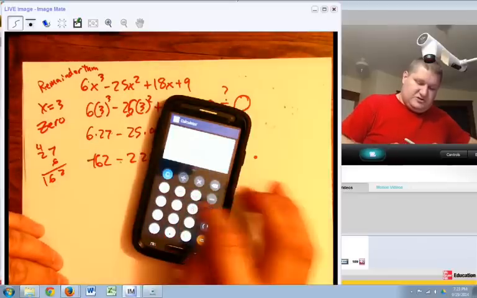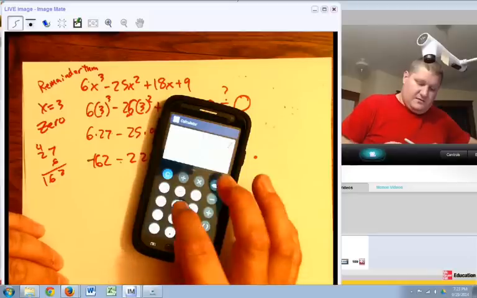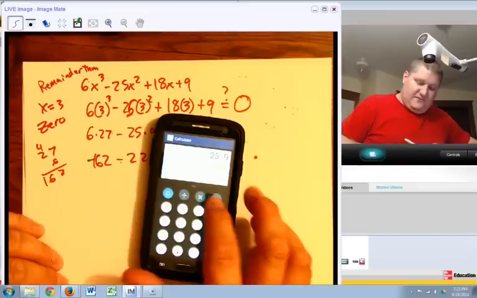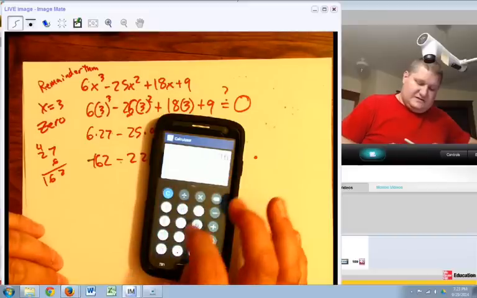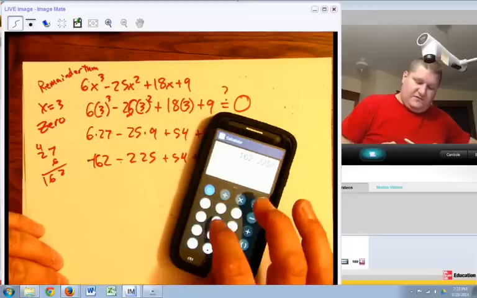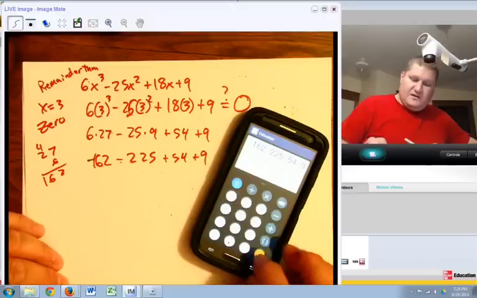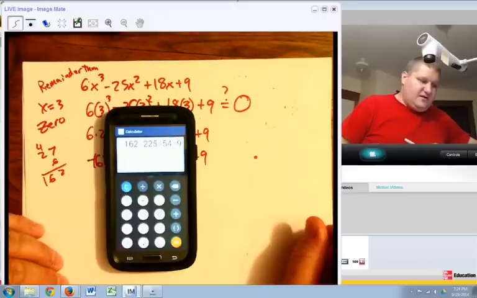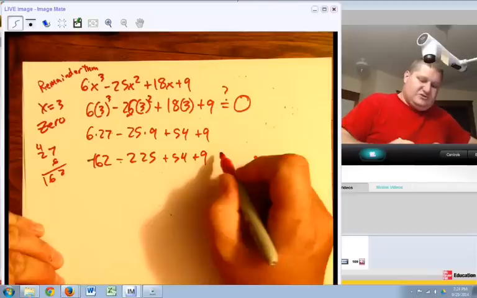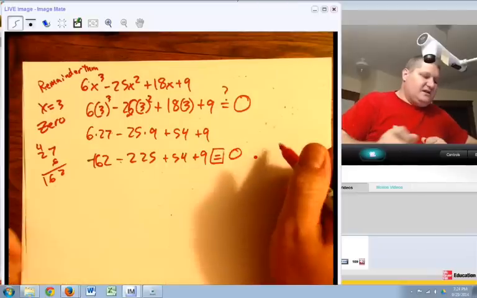Just to double check my math here, okay, so we have 162 minus 225 plus 54 plus 9. If I put all that together, it comes up to be 0. And so it does indeed equal 0. And so this is a factor.